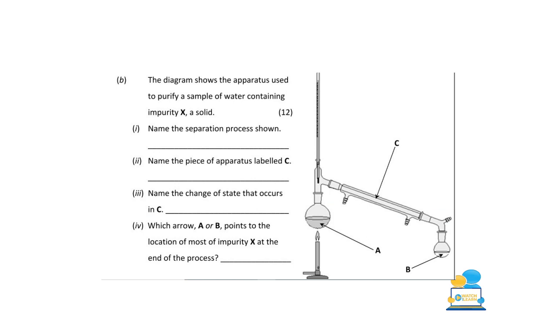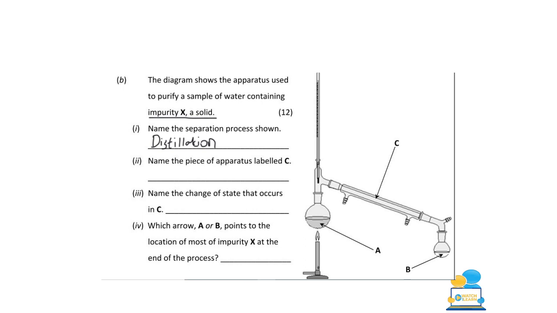The next question we're looking at relates to distillation. So the separation technique we're talking about here is distillation. So we're going to read the question carefully and underline key parts of the question that are going to tell us the information needed to answer the question. So the diagram shows an apparatus used to purify a sample of water containing impurity X, which is a solid. So impurity X is going to be over here. So we've got our water and our impurity X here.